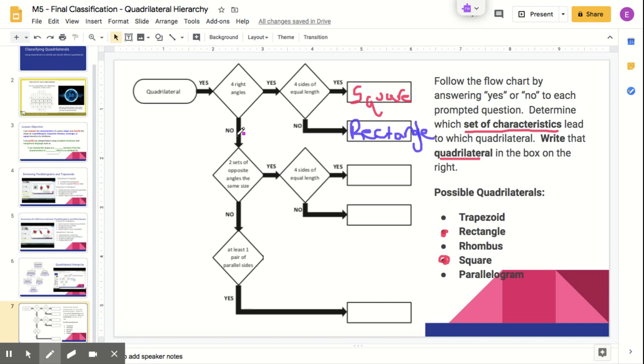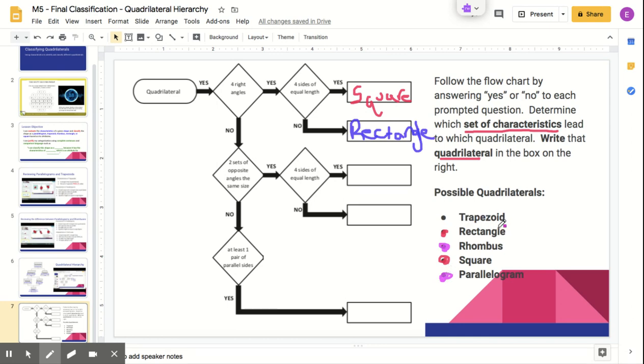Now let's look down further. So now we are going to answer no. My shape does not have 4 right angles. So now I have 2 sets of opposite angles that are the same size. Yes. Okay. Now I have to look at what happens if I answer yes to this question. 2 sets of opposite angles, the same size. Yes. Now when I think about that, that narrows me down to a rhombus and a parallelogram.